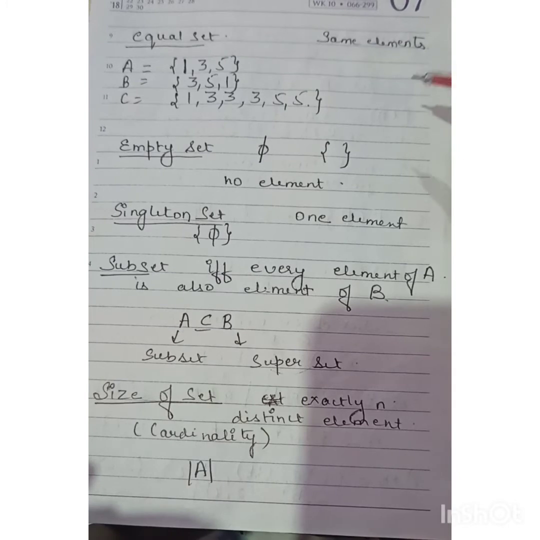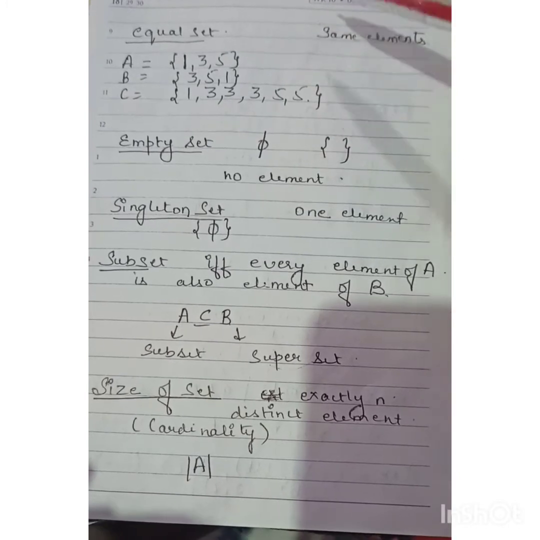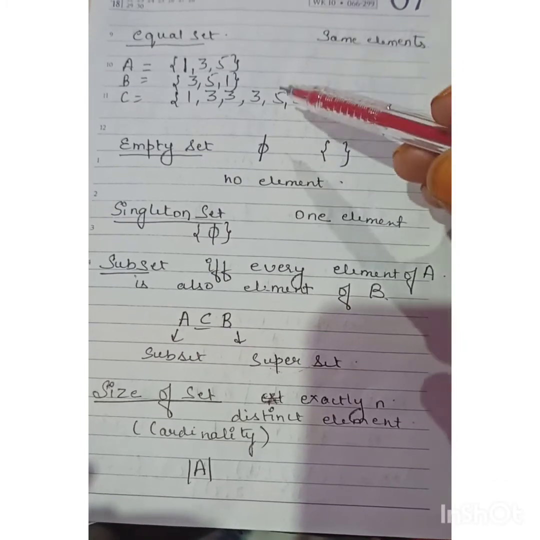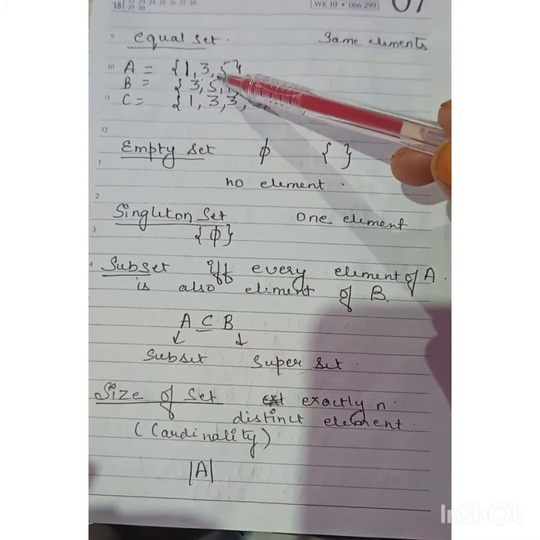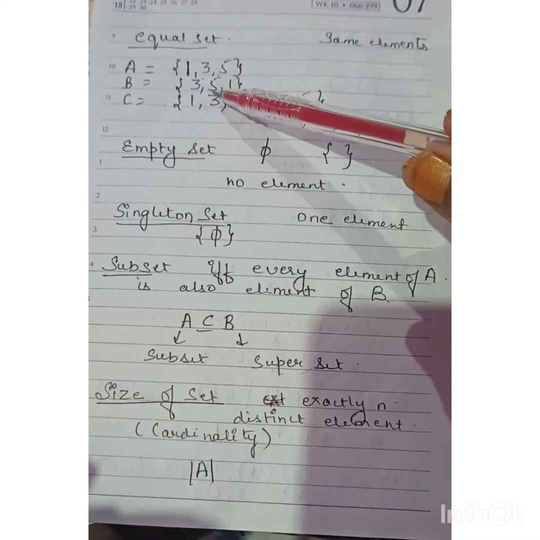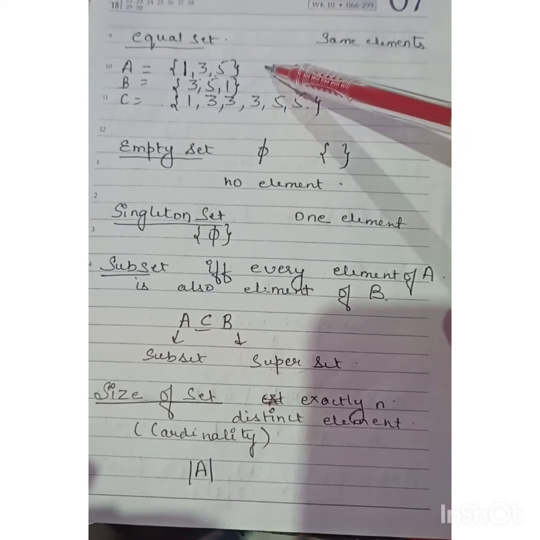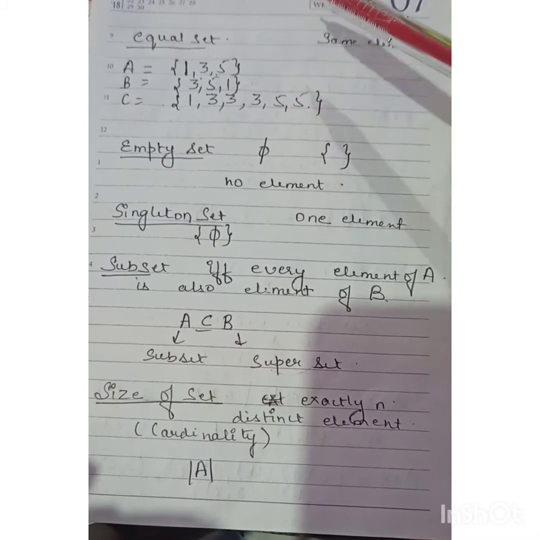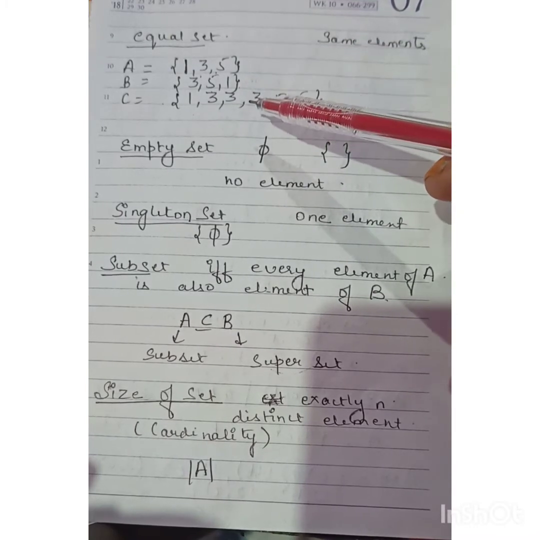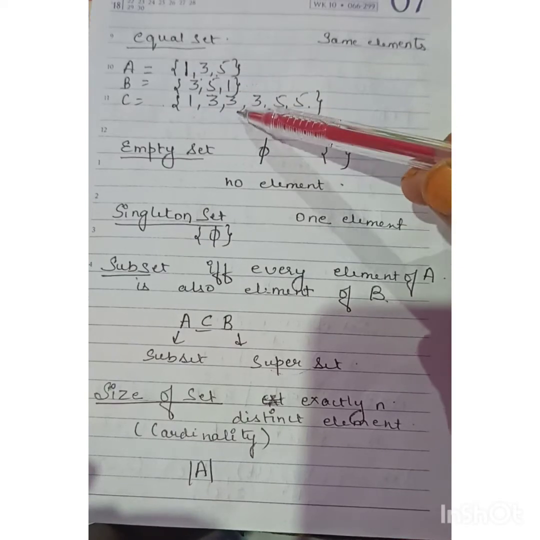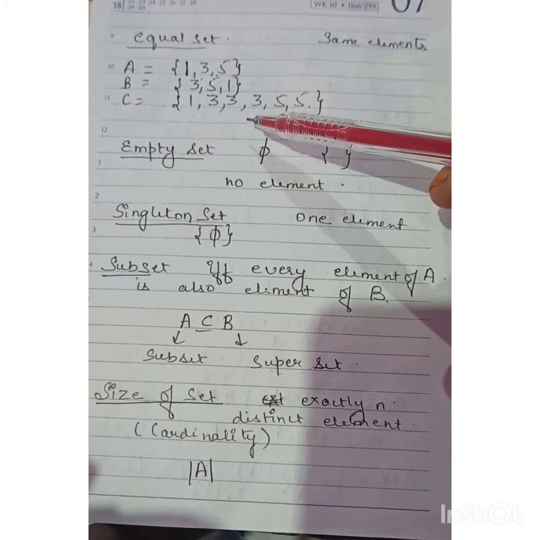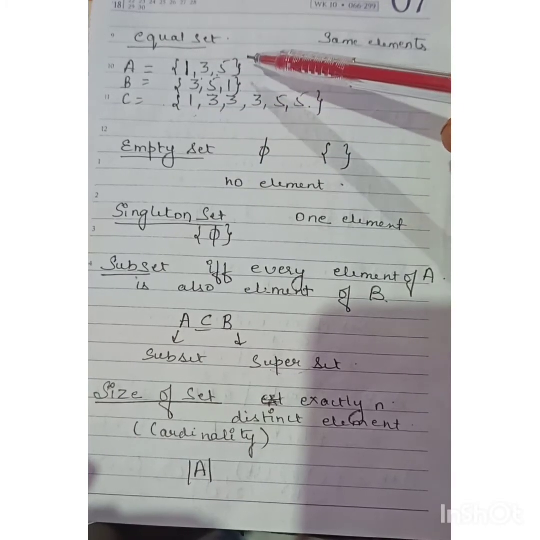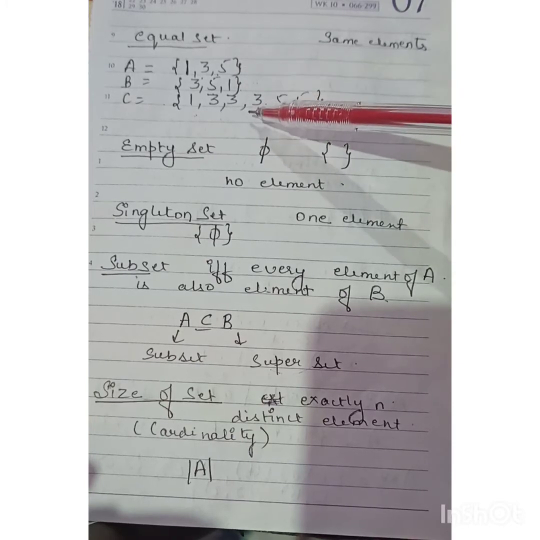Now we will continue with the types of sets. First of all, we have equal sets. In equal sets, we have the same elements. If set A has elements 1, 3, 5, and set B is written as 3, 5, 1, they are equal sets because they have the same elements. Set C is 1, 3, 3, 3, 5, 5. As we have already said, a set must have distinct elements, so they are not counted multiple times; they are considered as one. So here also we have three elements, 1, 3, and 5. So we can say that A, B, and C are equal sets.